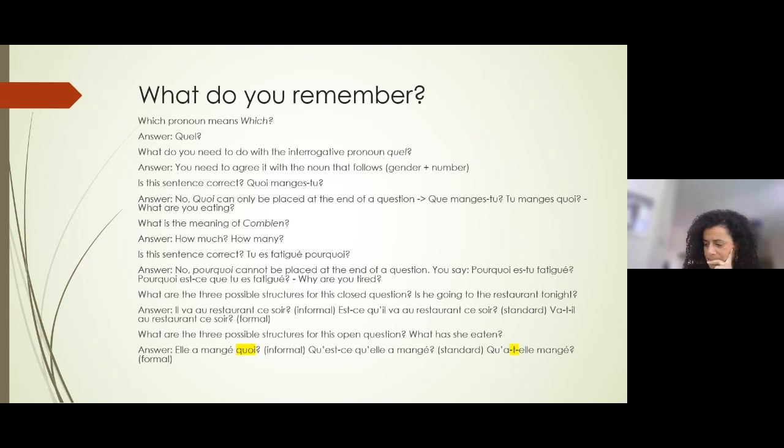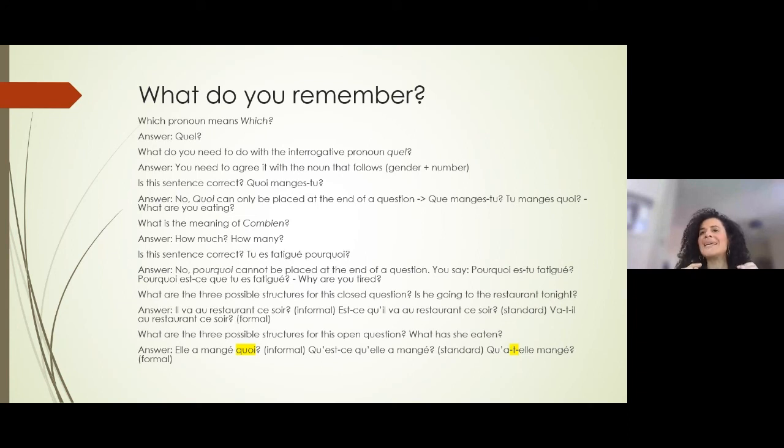Would it be possible to let us know what does est-ce mean? Mm. So est-ce doesn't have any meaning. Okay, it's only there to show that you are asking a question. So est-ce doesn't translate into anything. Learners tend to confuse est-ce with qu'est-ce que. Qu'est-ce que actually has an interrogative pronoun.